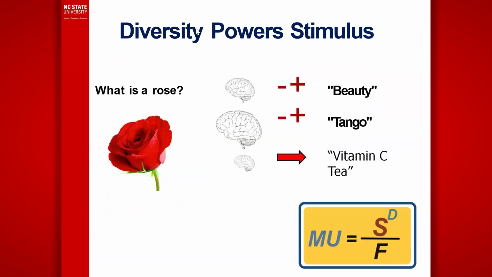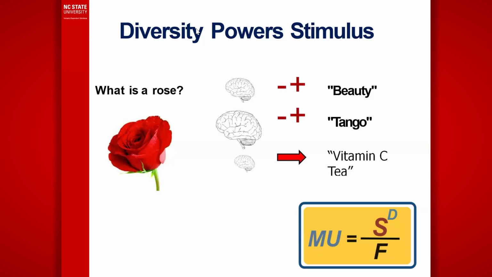So we want to maximize diversity. And the reason is, we talked about stimulus earlier. Here's a stimulus. If I show you a picture of a rose and say, what does that make you think of? I want somebody to say, that makes me think of beauty. I want somebody to say, the rose makes me think of tango.